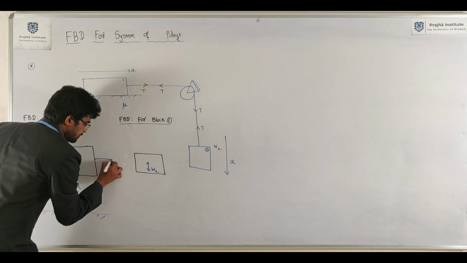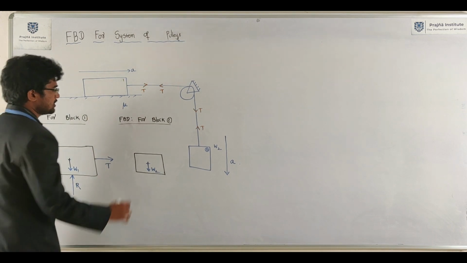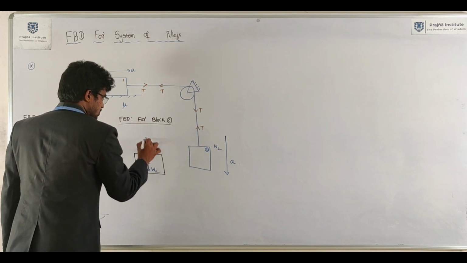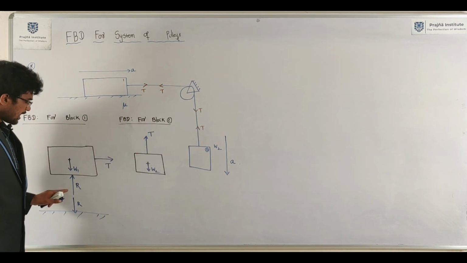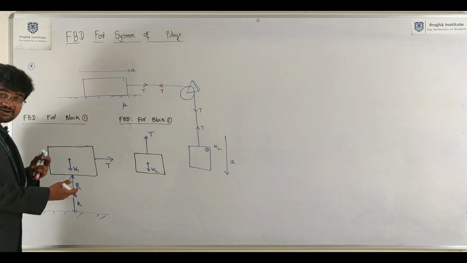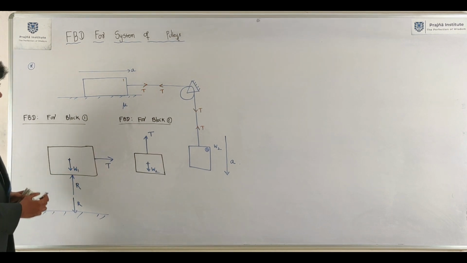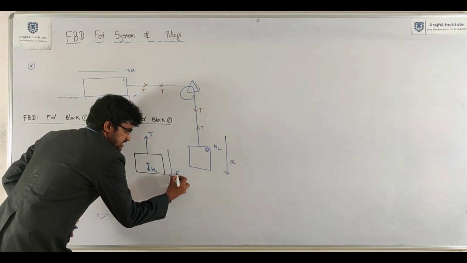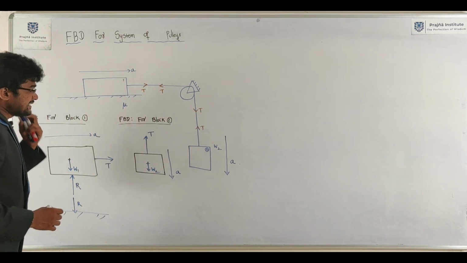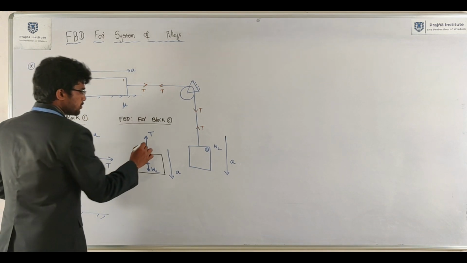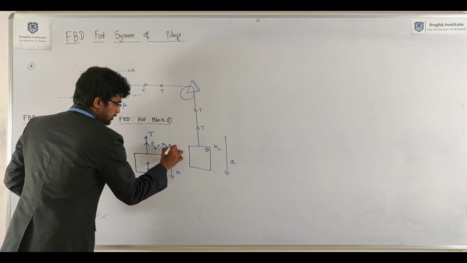Tension always pulls the block. Normal reaction always acts perpendicular to the surface. At every contact surface, the two normal reactions are equal in magnitude but opposite in nature. Now, this is the acceleration. Inertia force always acts opposite to the direction of motion. F(I2) equals M2 into A.